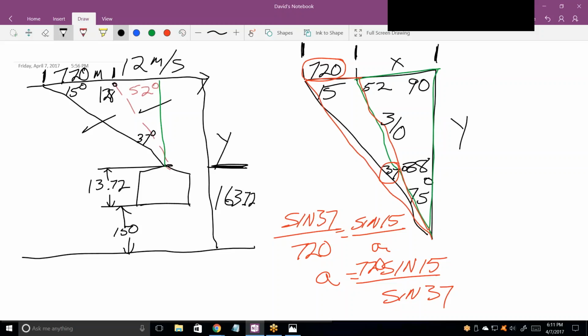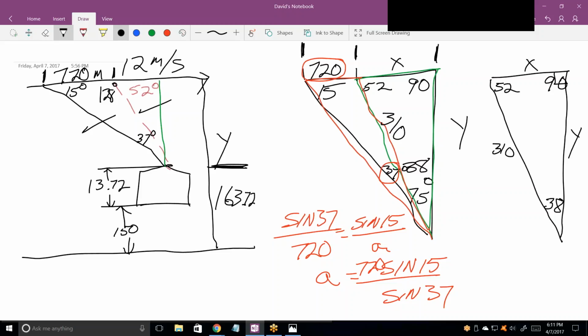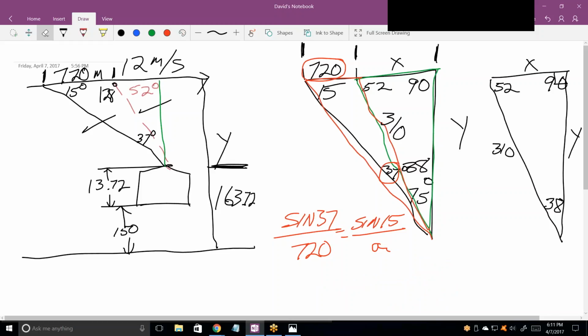Now let's look at that triangle. Okay. And let me draw it separate so I can label everything properly. That's 52. That's a right angle. That's 38. And that's 310. Well, that's 90. So I can use the law of sines to solve for x and y. Well, let's just solve for y, because that gives us the answer immediately. Let me erase everything else here so I have some room to work in.